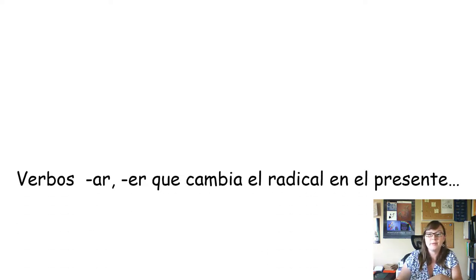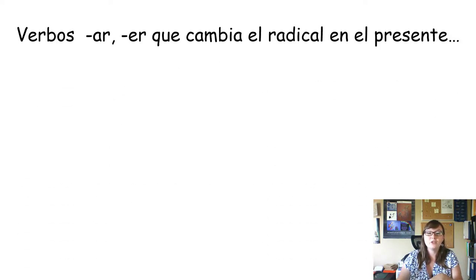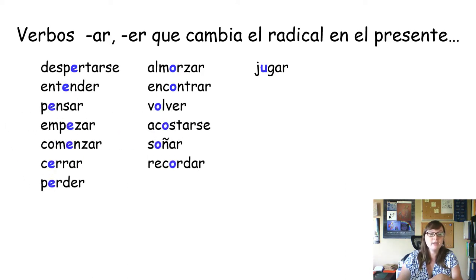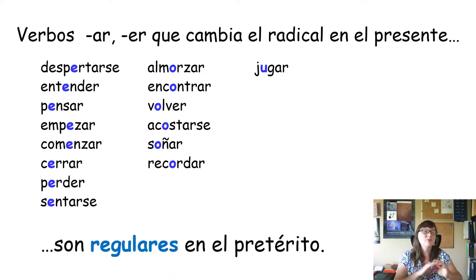All right, we've just got a few more left, and then you'll be free from our grammar today to practice it on your own in our Connect homework. So we've got a couple that also change in the present tense. Despertarse, almorzar, jugar, entender, encontrar, pensar, volver, acostar, comenzar, soñar, cerrar, recordar, perder, sentarse. Guess what? All of these verbs, all of them in preterite, are regular verbs. So you don't have to worry about these verbs changing in the stem in the preterite tense.